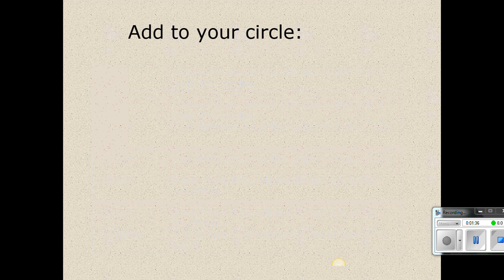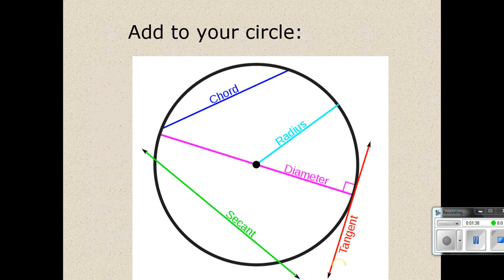So I want you to add these to your circle. So the curve all the way around the circle, the black stuff all the way around, that's the circle. The point right here is your center. Okay, and then you want to label all the other parts. Now, radius is from the center to a point on the outside of the circle. The diameter is a segment that goes from one point to another point, but must go through the center point.